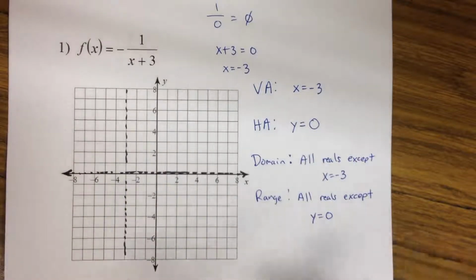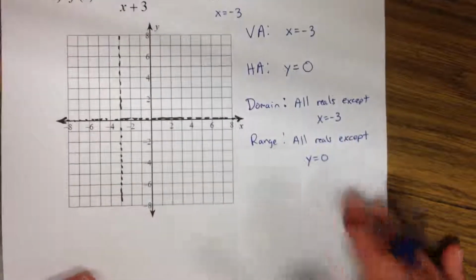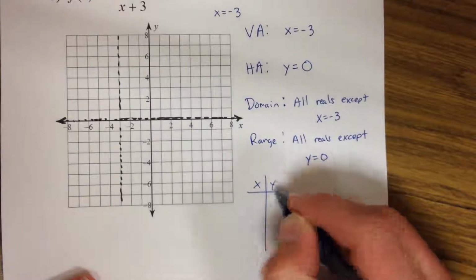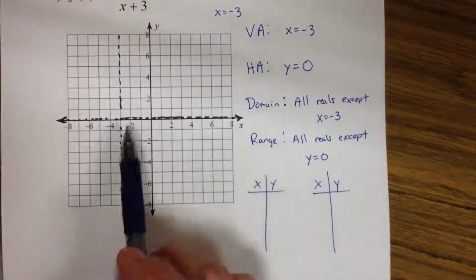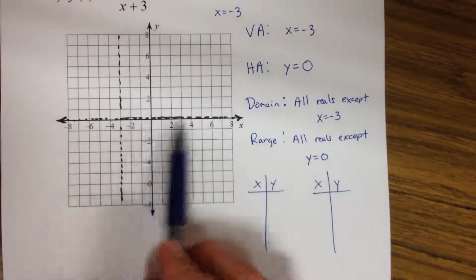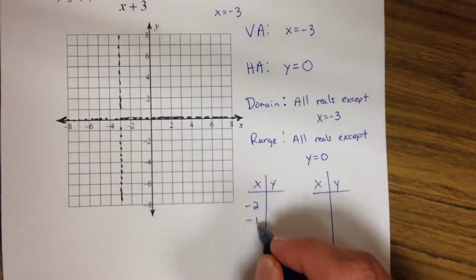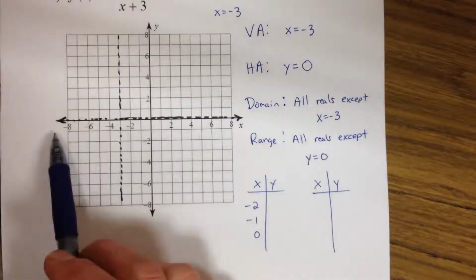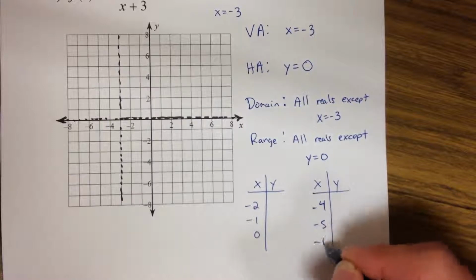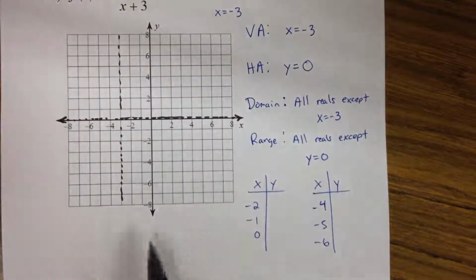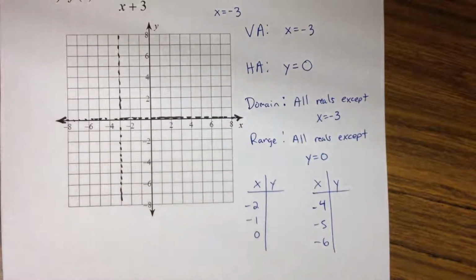All right. So how do I get my points to plot? Like we always have, an XY chart. So move this down here a little bit. And I like to make two different XY charts because I'm going to have a few points on the right side of the boundary line that I want to try, like negative 2, negative 1, and 0. And then I'm also going to have a couple on the other side, like negative 4, negative 5, and negative 6. So usually if you pick a couple to the right of it, a couple to the left, right next to the boundary line, it works out the best.